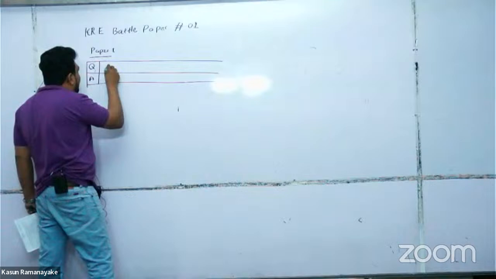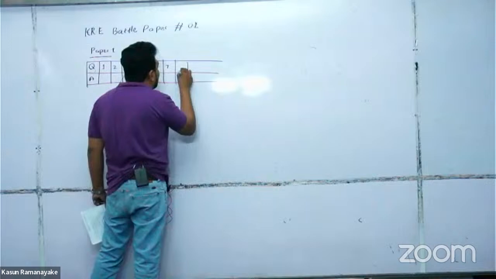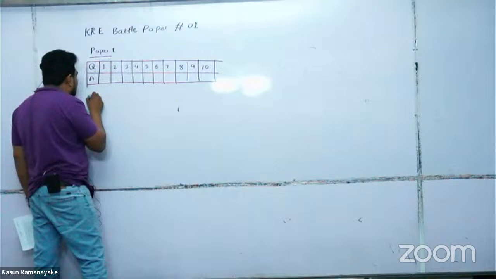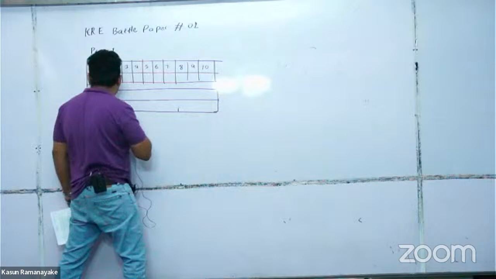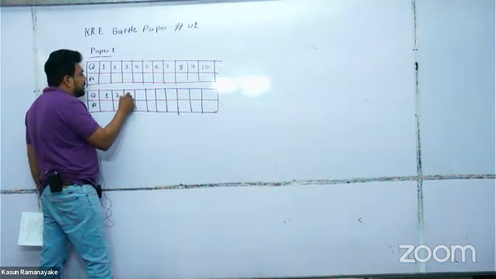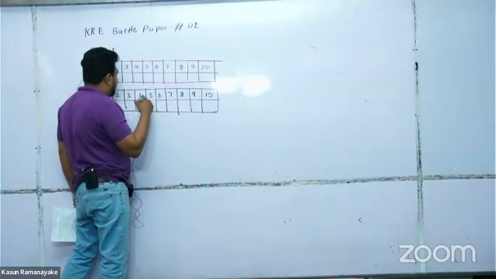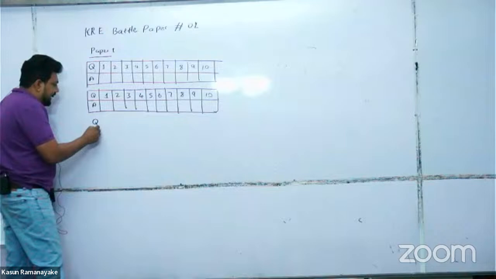Here, Q A, Q A. One, two, three, four, five, six, seven, eight, nine, ten. Write down this Q A. Later on, when we discuss the questions on other days, it is not compulsory for me to tell these. Because you need to be ready with this structure. Clear? Right. Q A.